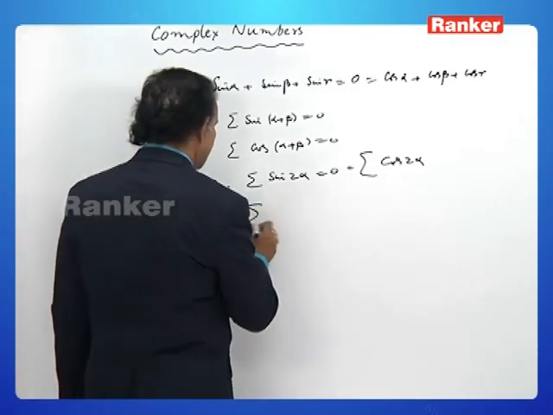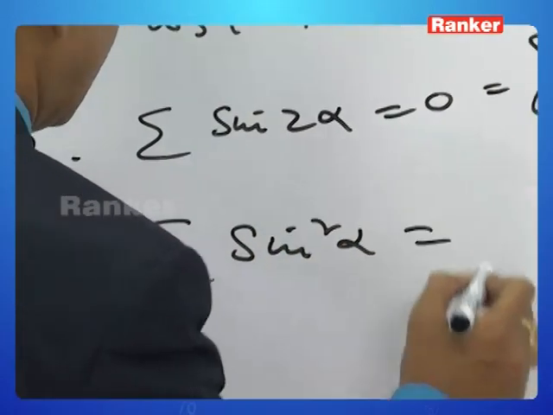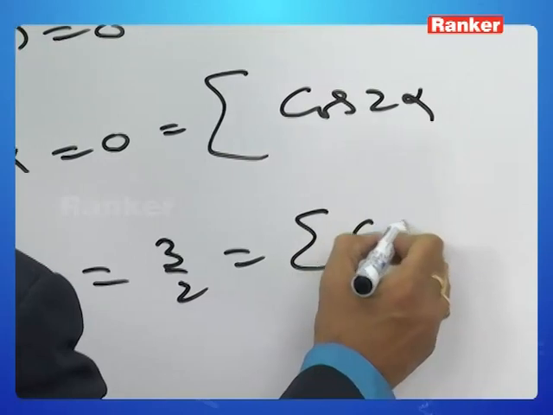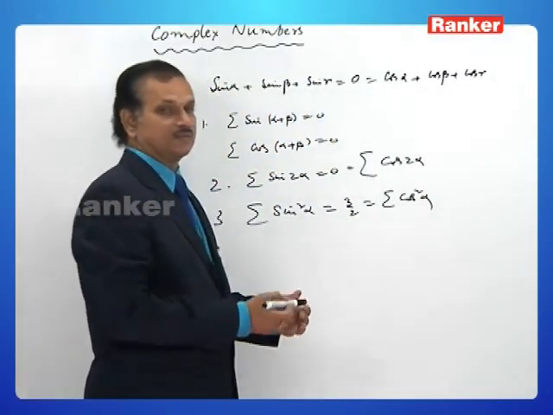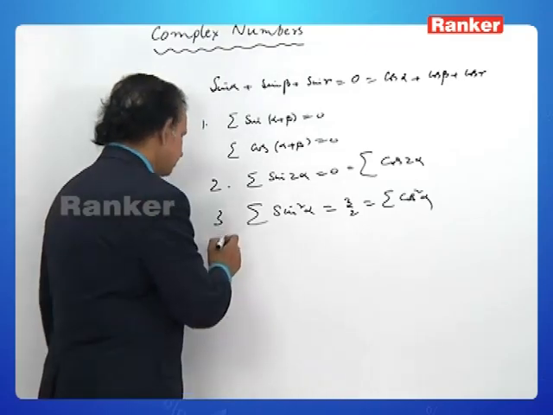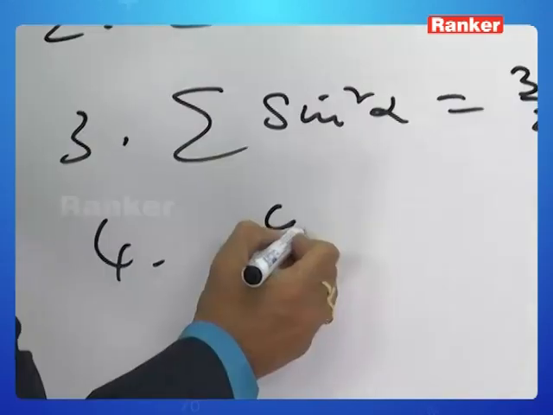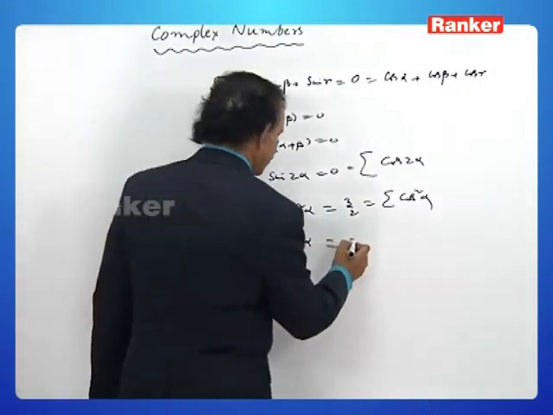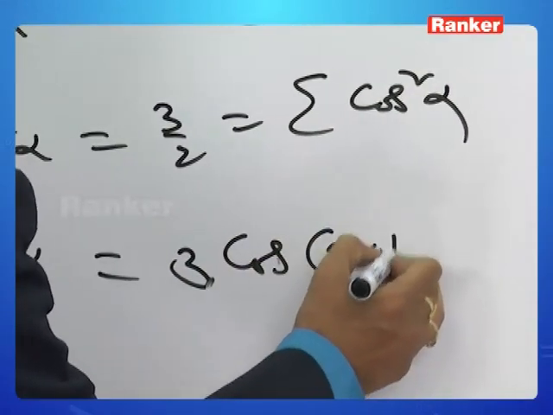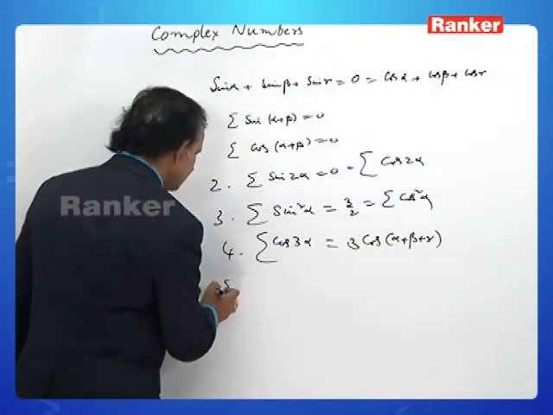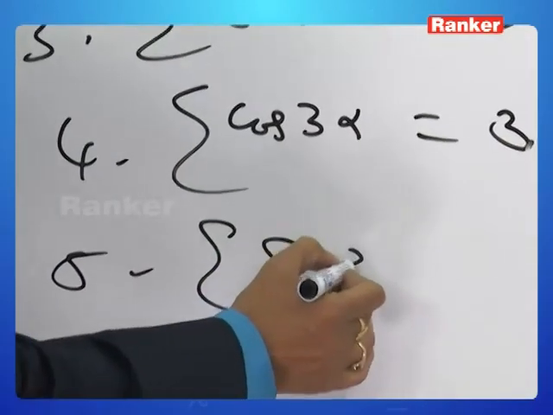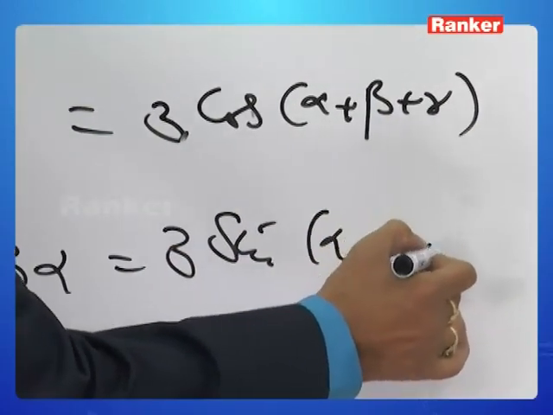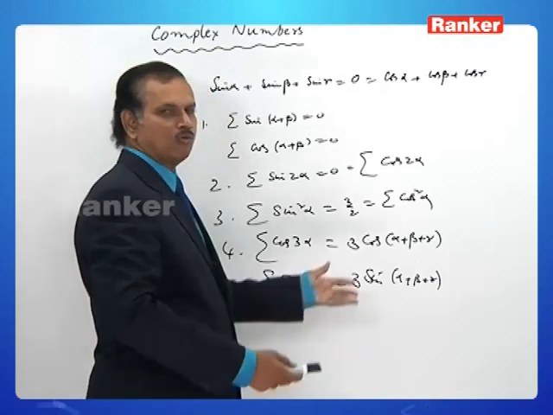Another, sigma sin square alpha, that is sin square alpha plus sin square beta plus sin square gamma is equal to 3 by 2, which is equal to sigma cos square alpha, that is cos square alpha plus cos square beta plus cos square gamma. Another thing you can derive is cos 3 alpha plus cos 3 beta plus cos 3 gamma is equal to 3 into cos of alpha plus beta plus gamma. And similarly, sigma sin 3 alpha can be taken as 3 into sin of alpha plus beta plus gamma. Like that, you can have so many such things.